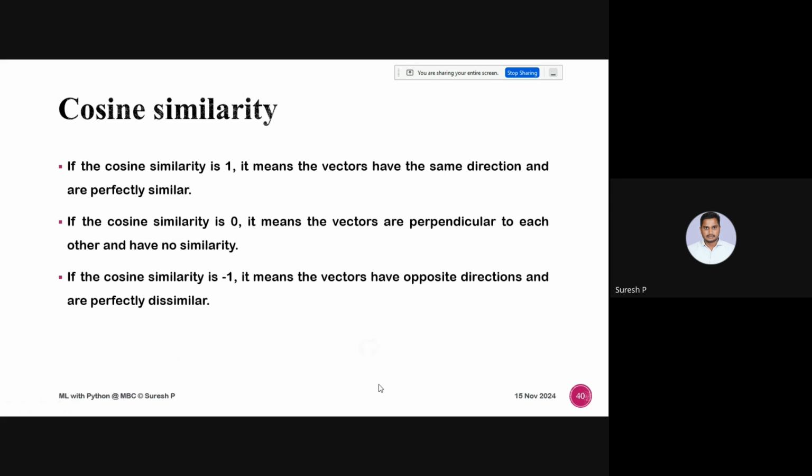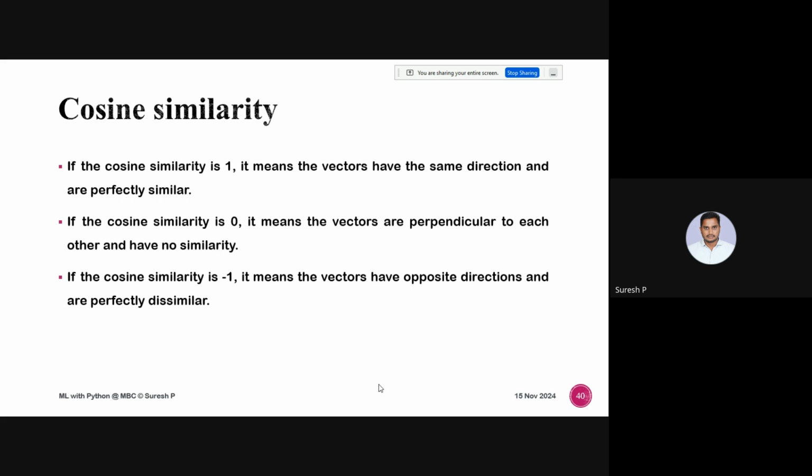Some observations can be made from the cosine similarity value. If the cosine similarity is 1, the vectors have the same direction and are perfectly similar. If it is 0, the vectors are perpendicular to each other and have no similarity. If the value is -1, the vectors have opposite directions and are perfectly dissimilar. The value can range from 0 to 1, for example 0.5 means some partial similarity.